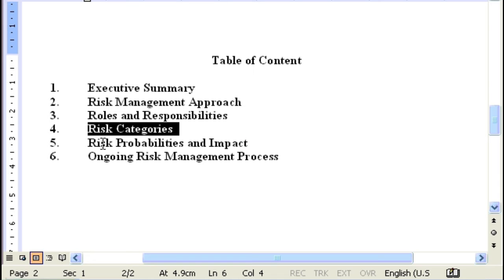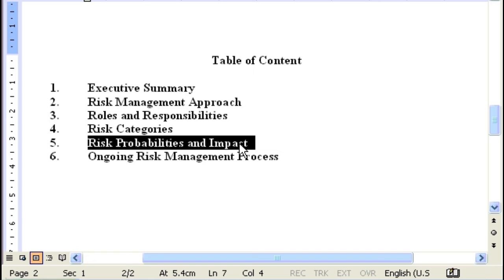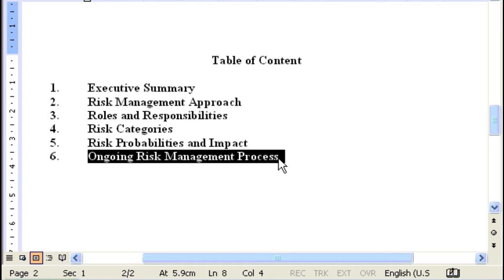The risk probabilities and impact area essentially is the consolidation of our risk assessment and impact matrix. It's the process you're going to follow to categorize, to document, to understand risks on your project. And finally, a definition of the ongoing risk management process, how the project is going to do ongoing risk management, how often, how rigorously is the risk management process going to be applied on your project.